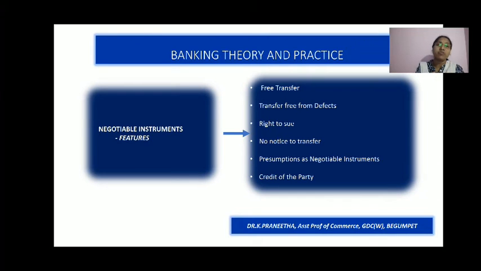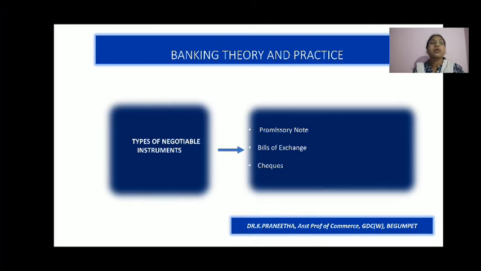Next is presumptions as to negotiable instruments. A negotiable instrument is always subject to certain presumptions which are applicable unless the contrary is proved. The last one is the credit of the party. The credit of the party who signs the instrument is pledged to the instrument. Therefore, such an instrument will never be dishonored normally. So these are all the features of the negotiable instrument.